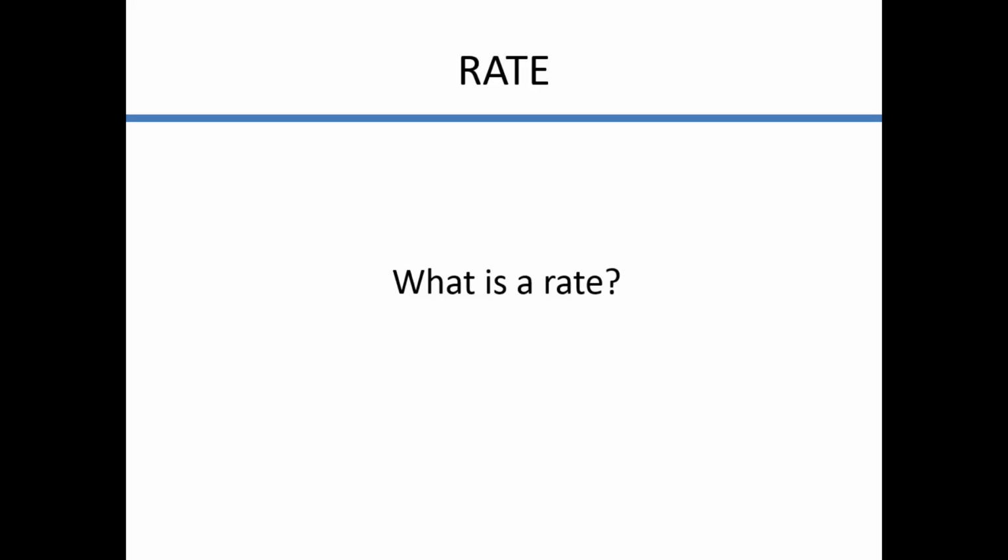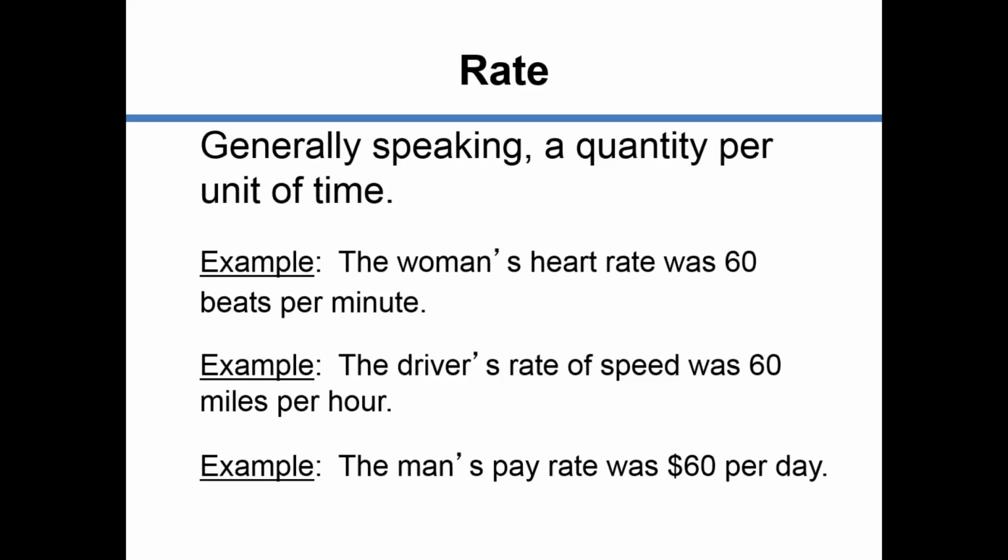Now, risk and rate, they get confused sometimes. What is a risk? What is a rate? Some people talk about the death rate, and they're really talking about a risk. Some people talk about a birth rate, they're really talking about a risk. So it's important to not treat them as exactly the same term. Generally speaking, a rate is a quantity per unit of time. So I'm going to give you some examples of rates, because in each case, the denominator is a unit of time. The woman's heart rate was 60 beats per minute.